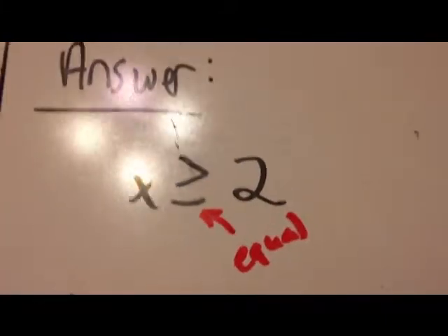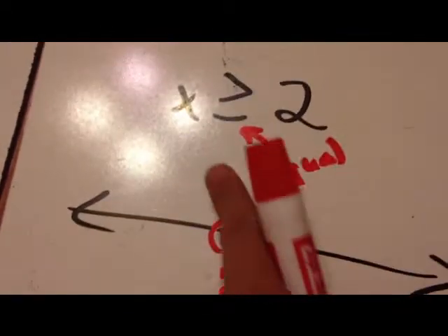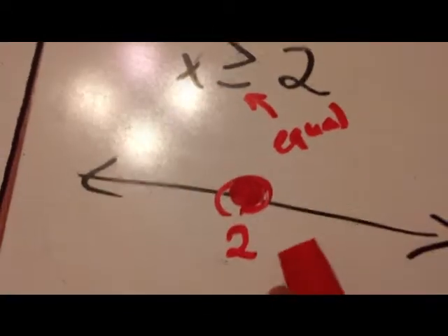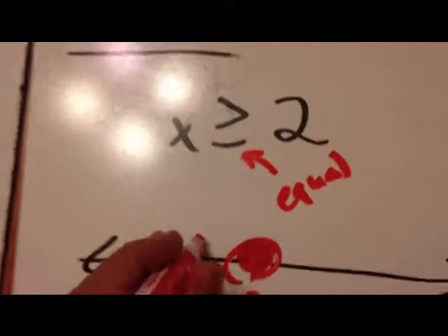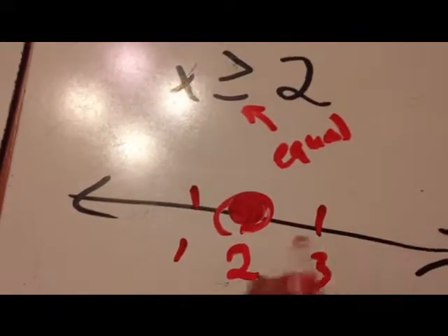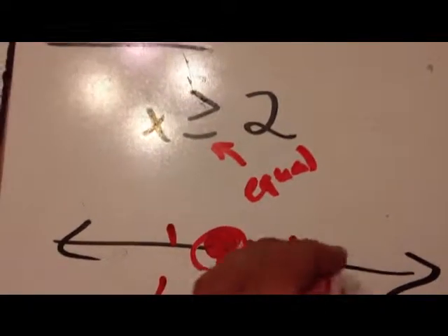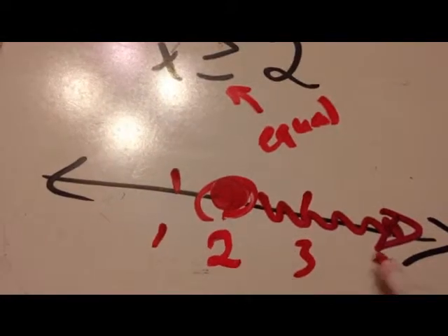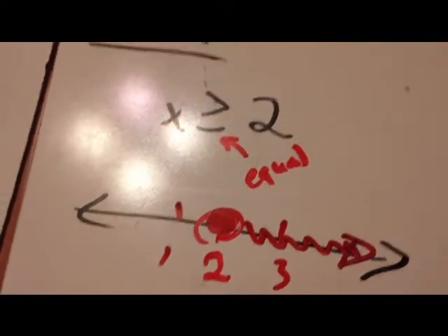All right, now the next thing is it says x is greater than 2, so we've got to pick numbers bigger than 2. Well, left of 2 would be like 1, right of 2 would be 3. Numbers that are bigger than 2 would be this way, so you shade everything that way. This means x is equal to 2 or any number bigger than that. All right?